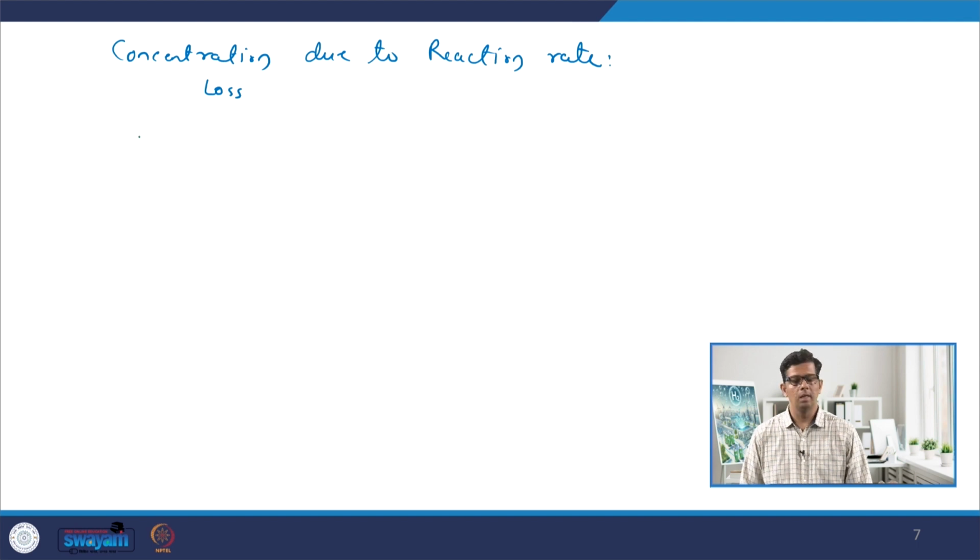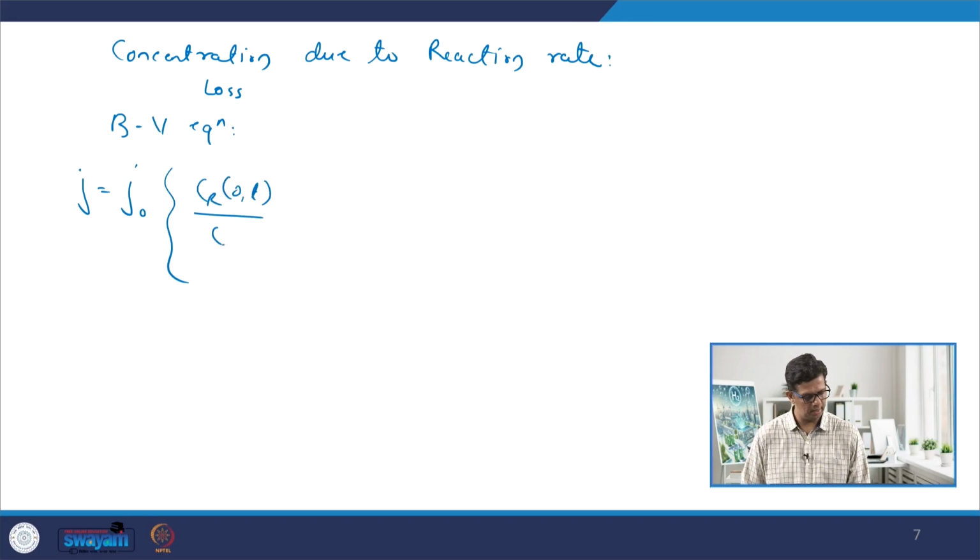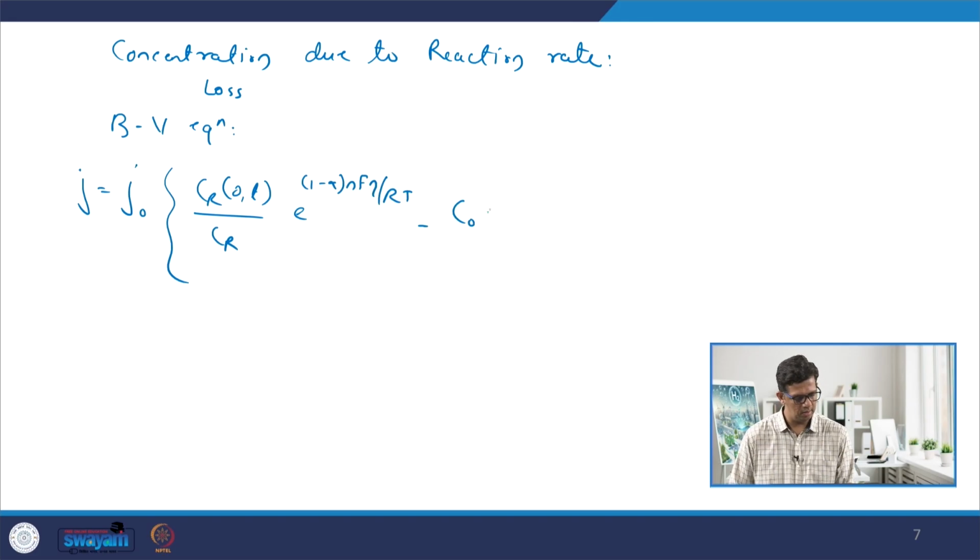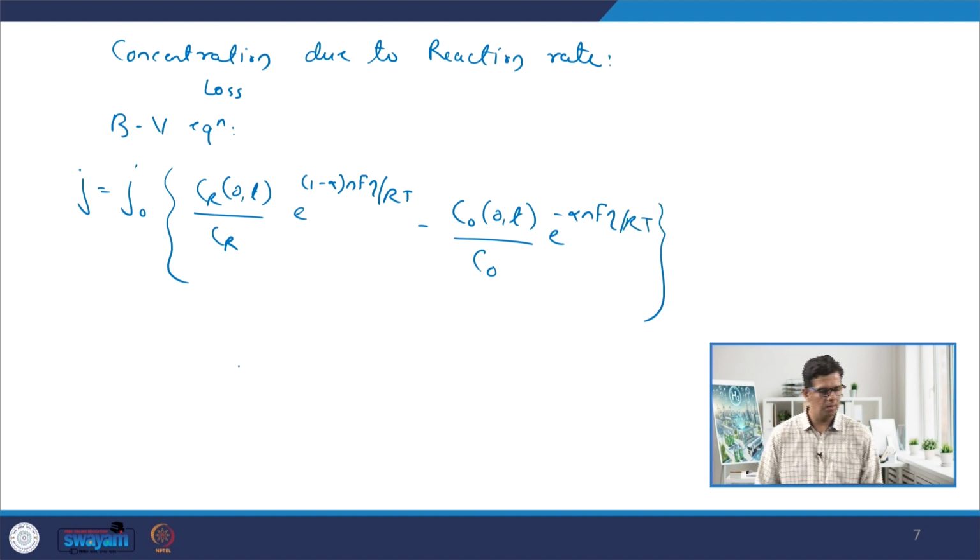So let us recall our Butler-Volmer equation. The Butler-Volmer equation is J equals J naught times [CR 0T divided by CR, e to the power (1 minus alpha) NF eta by RT, minus CO 0T divided by CO, e to the power minus alpha NF eta by RT]. So in other words, the current that is drawn from the cell depends highly on the reactant and product concentrations.